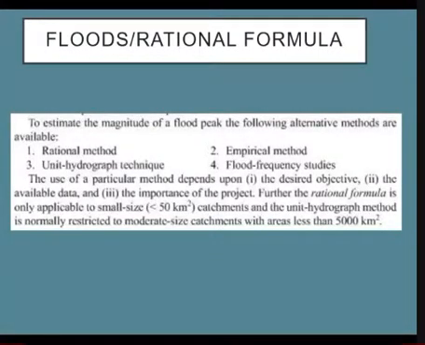Flood's rational formula. To estimate the magnitude of a flood peak, the following alternative methods are available. 1. Rational method. 2. Empirical method. 3. Unit hydrograph technique. 4. Flood frequency studies. The use of a particular method depends upon 1. the desired objective, 2. the available data, and 3. the importance of the project.